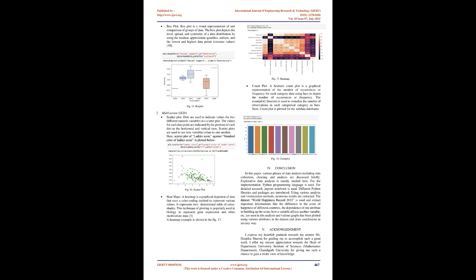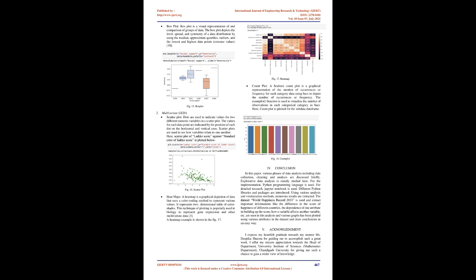Stemplot. A stemplot draws vertical lines from the baseline to the y-axis and sets a marker at each x point. The x positions are not necessary. The formats can be specified as keyword arguments or as positional arguments. Stemplot in Python can be drawn using matplotlib.pyplot.stem. Boxplot. Boxplot is a visual representation and comparison of groups of data. The boxplot depicts the level, spread, and symmetry of a data distribution by using the median, approximate quartiles, outliers, and the lowest and highest data points, extreme values.